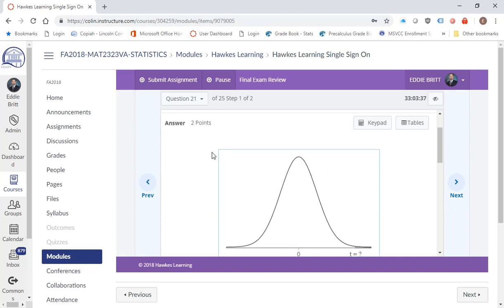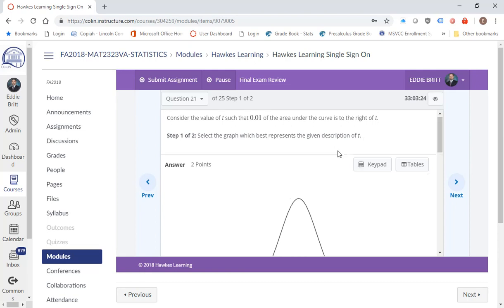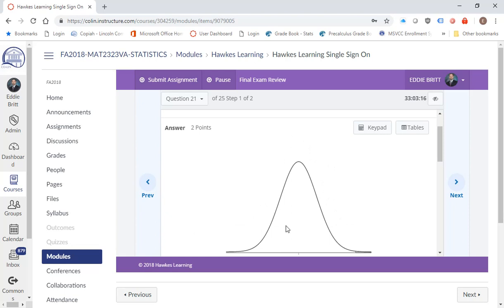All right. Consider the value of t such that 0.01 of the area under the curve is to the right of t. Select the graph which best represents the given description. All right, area under the curve to the right of t. If this is t, that shaded part is to the right of t. It's got to be that one.